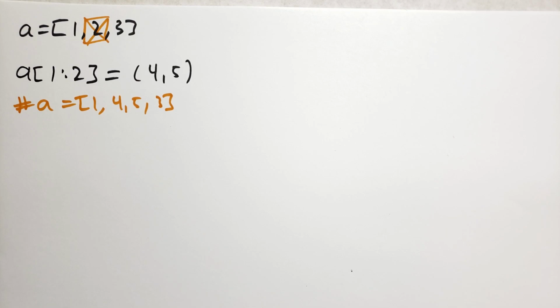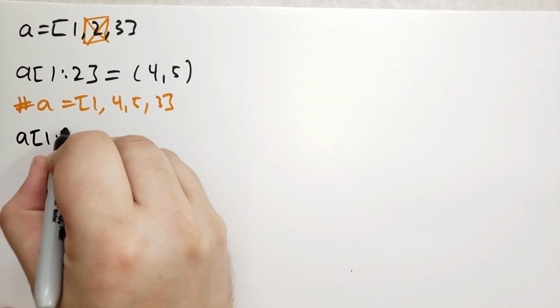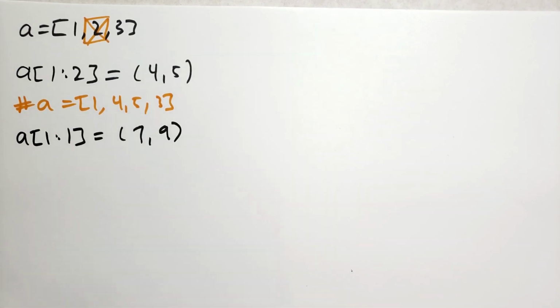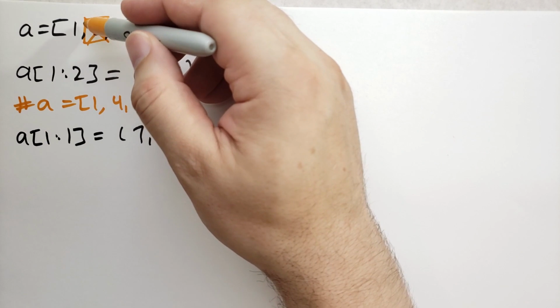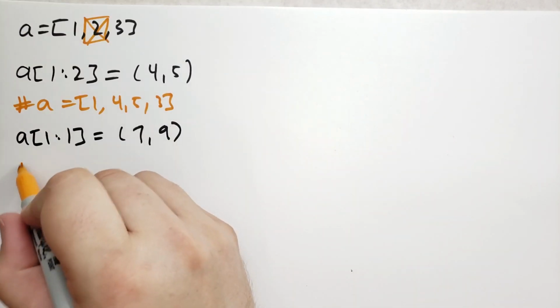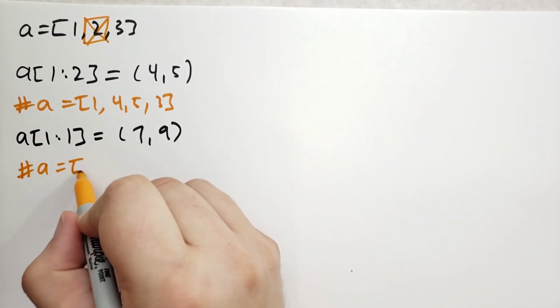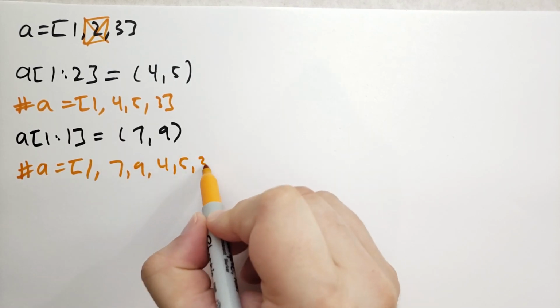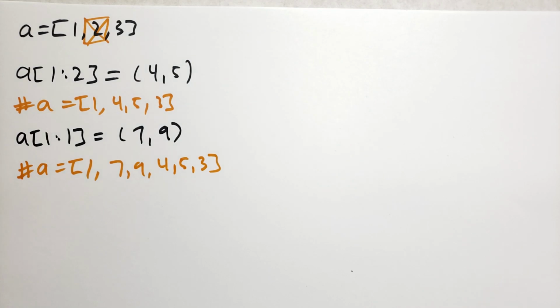And if you are assigning to an empty slice, for instance, if I wrote code like this, let's say a from 1 to 1 is going to be equal to 7, 9, then what would happen is it would go to that place, remove the elements where there are no elements in that empty list, and so it's just going to insert those elements at that position. So we're going to have 1, 7, 9, and then we have 4, 5, and 3.